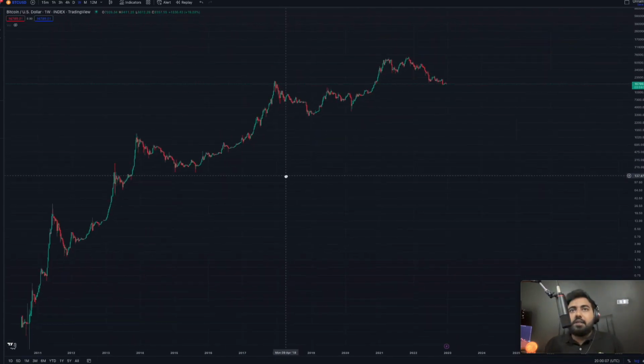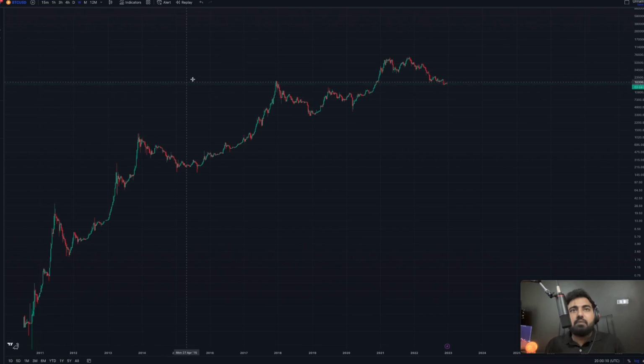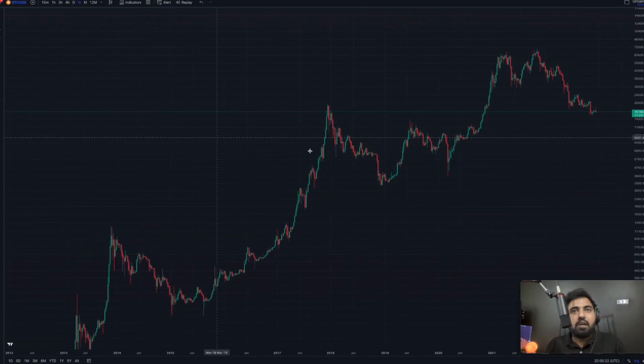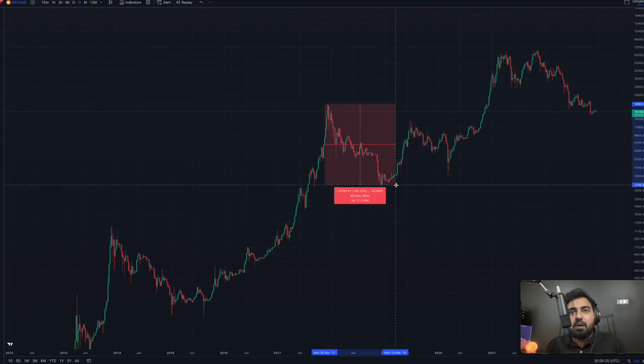Okay guys, then here we'll see 83%, guys. Yeah, here I will zoom this out. Okay guys, here, 84%, guys, as I told you, more than 83. Each bear market Bitcoin has decreased more than 83% from its bull cycle value.